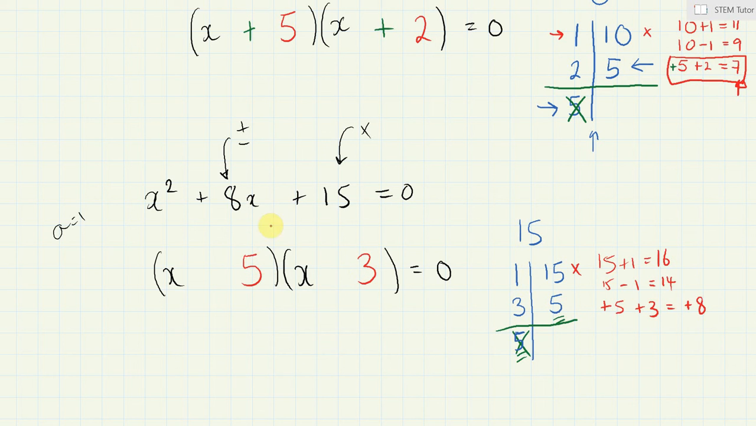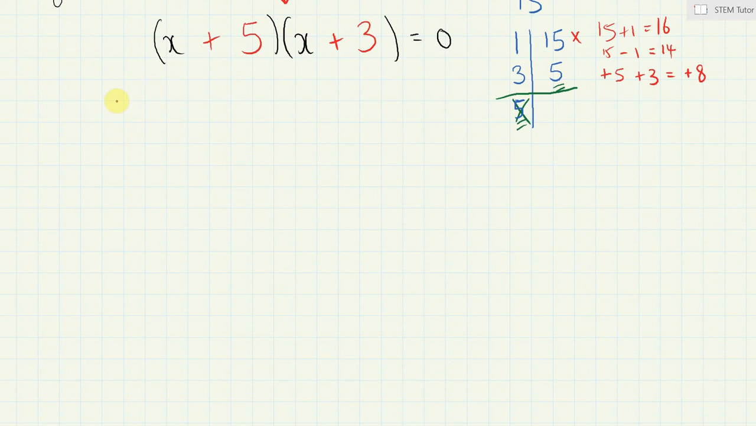So with those two numbers, to get to positive 8, I need a positive 5 plus a positive 3. Okay, so x squared plus 8x plus 15 equals 0 is factorised into two brackets of x plus 5 and x plus 3.